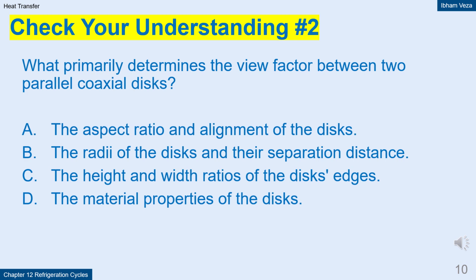Explanation of incorrect answers. A. Incorrect. Aspect ratio and alignment influence view factors for parallel rectangles, not coaxial disks. C. Incorrect. Height and width ratios affect view factors for perpendicular rectangles with common edges, not coaxial disks. D. Incorrect. View factors depend on geometry, not material properties, as they describe geometric radiation interaction.